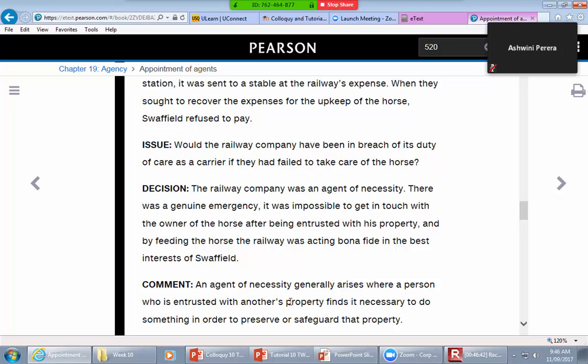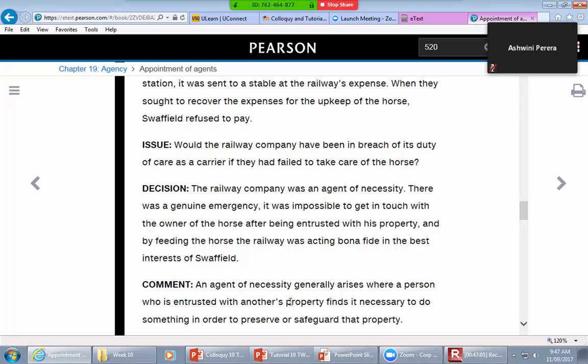What is the issue? Let's just step back a bit. What is the problem here? Well, Swanfield wasn't there when the horse arrived. Not quite. The problem is about the railway company... someone else maybe. You want to say something?